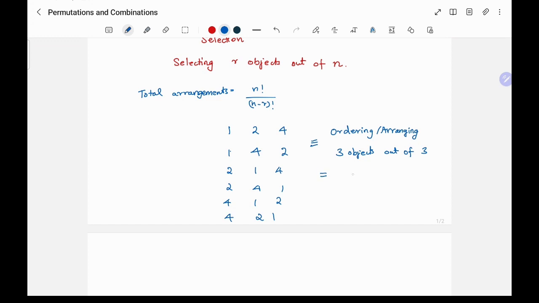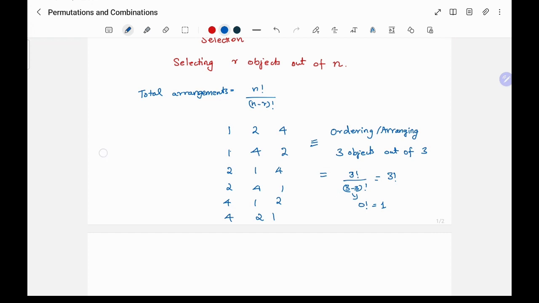So the number of ways will be 3 factorial by 3 minus 3 factorial. And this is 0 factorial. 0 factorial is 1. It is just like if one single object is there or no object is there, the number of ways of arranging it is actually 1. The emptiness itself is counted as 1. So we get it as 3 factorial.